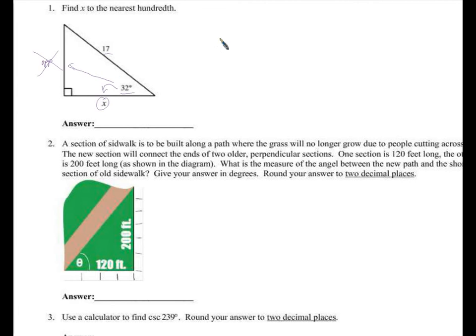Well, if we take x over 17, the adjacent side over the hypotenuse, we know that's something we call the cosine. The cosine of 32 degrees should be equal to x over 17, right? Now, 32 degrees, it has a cosine, right?